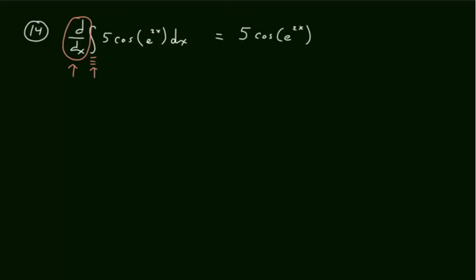You might also notice that there is no plus c here, because the last operation that was performed was the derivative. The antiderivative would have produced a c, and then the derivative of that c would be 0. So this and this alone is the answer.